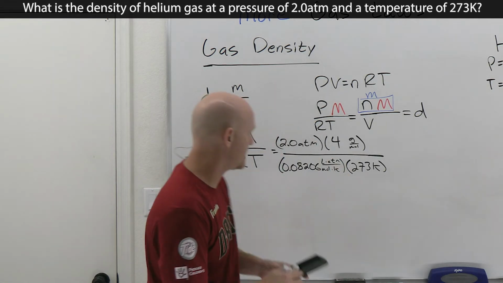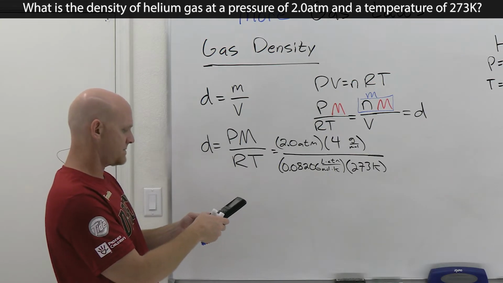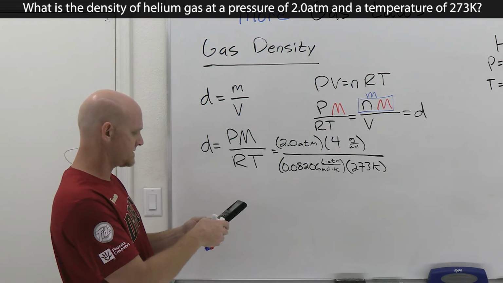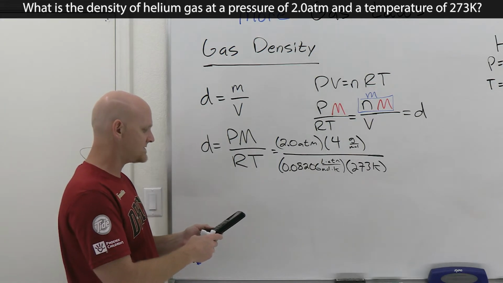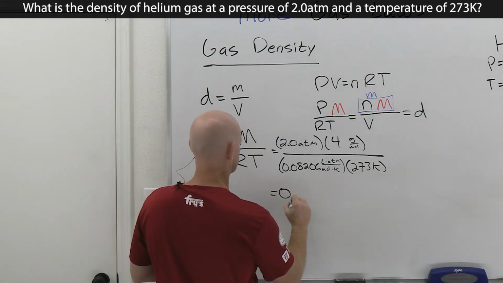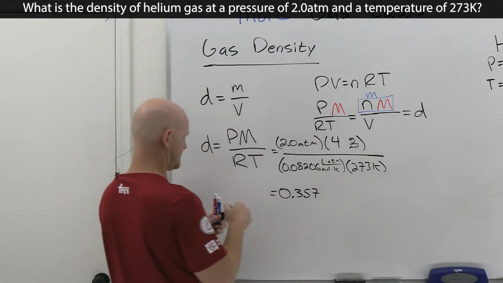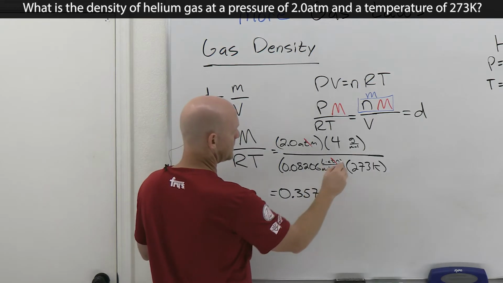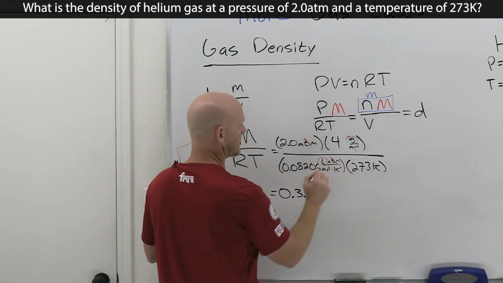So let's do that here real quick. 2 times 4 divided by 0.08206 times 273, denominator all in parentheses, and we're going to get 0.357. And this is going to have units if we take a look here. So we'll cancel out the atmospheres here, we'll cancel out the moles here, the Kelvin here, and it's going to be grams per liter.